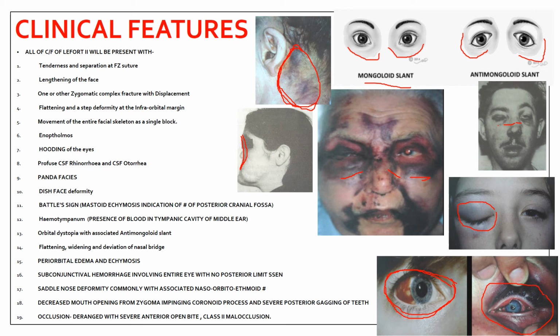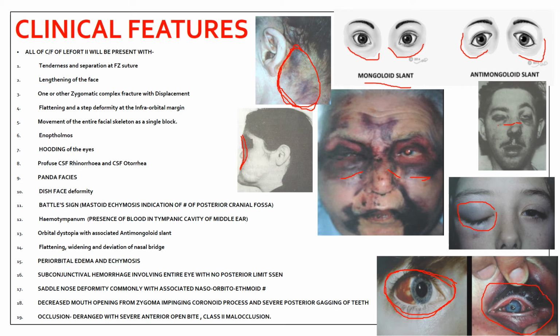Then in Lefort 3, you'll see this Battle sign. Now, what is this Battle sign? Battle sign is nothing but mastoid ecchymosis, and this mastoid ecchymosis is an indication of a fracture of the posterior cranial fossa. So this is the ecchymosis of the mastoid process, and this is known as Battle sign, which you'll see in Lefort 3.